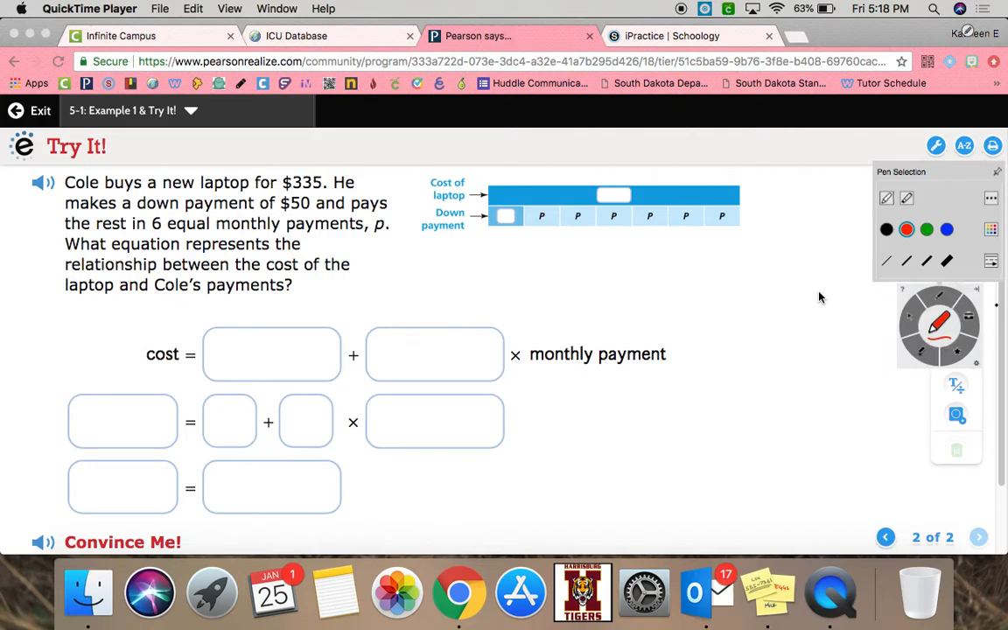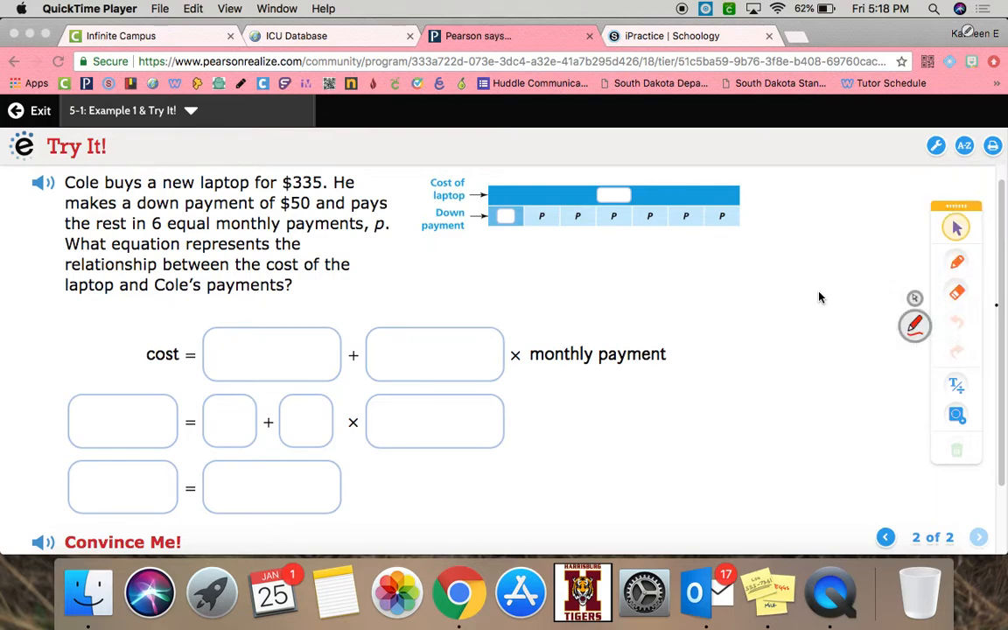So if we look at this first problem here, it says Cole buys a new laptop for $335. He makes a down payment of $50 and pays the rest in 6 equal monthly payments, which are P. What equation represents a relationship between the cost of the laptop and Cole's payments?